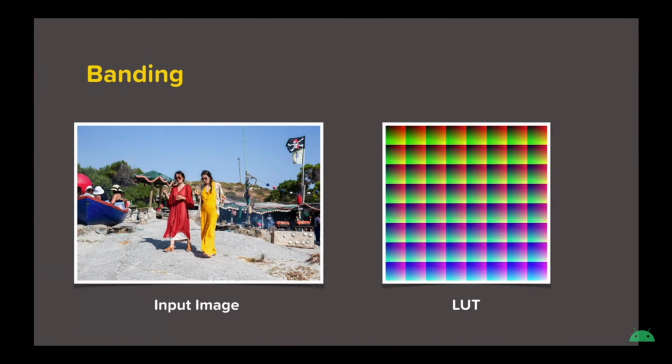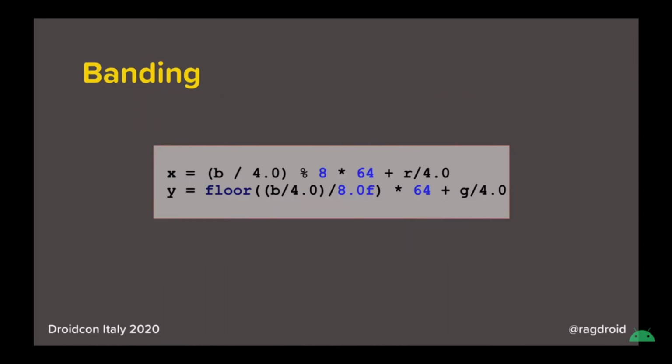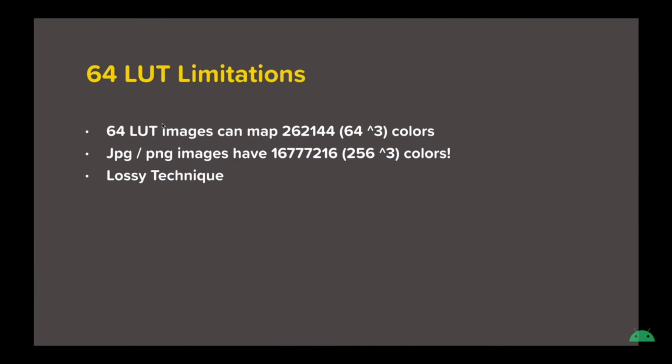So what happened was, I probably hinted a little bit on it. Our input images have RGB channels ranging from 0 to 255, whereas our LUT images can map only 64 cube colors. Every four colors map to a single color in LUT images. So if you remember, when we looked up a pixel, we had to divide by 4. This is what is causing all these banding issues. 64 LUT images can only map so many colors, whereas input PNGs have a lot more colors. So clearly, 64 LUT is a lossy technique.